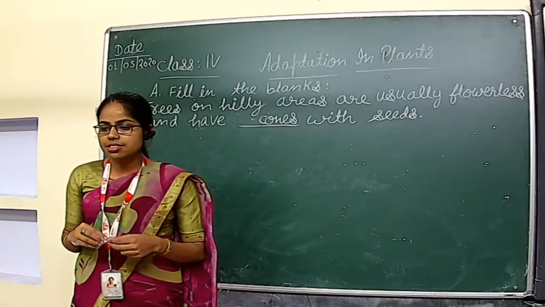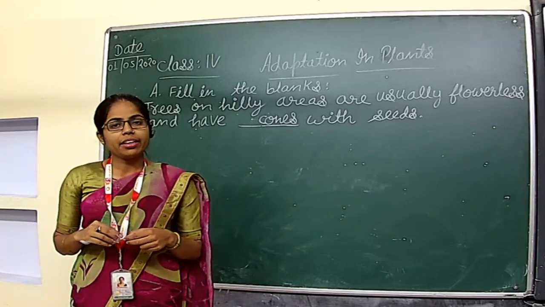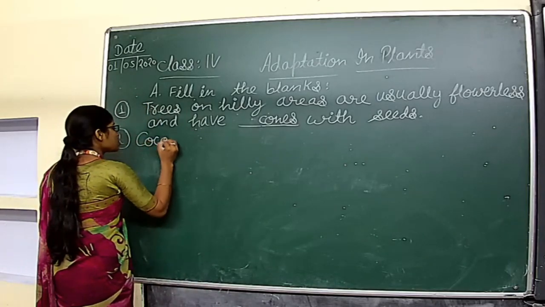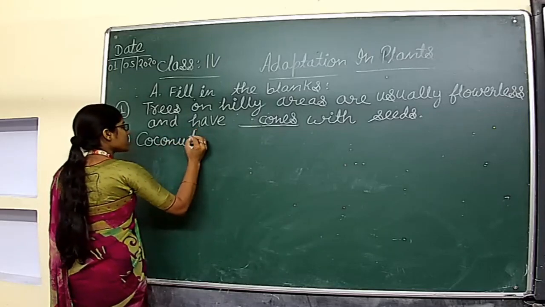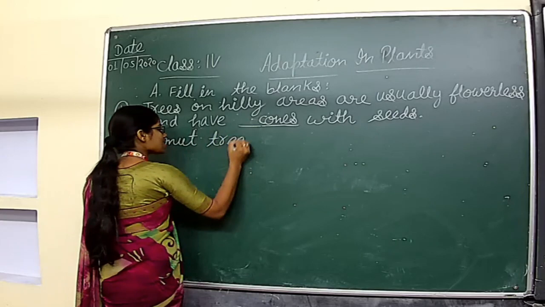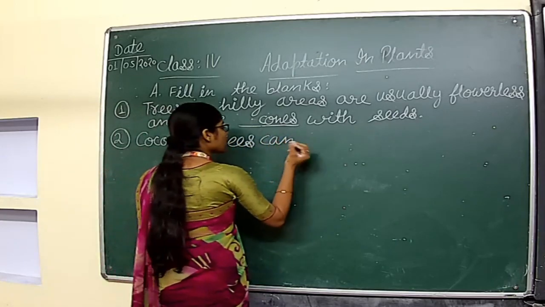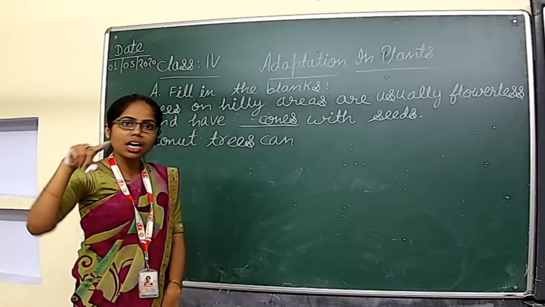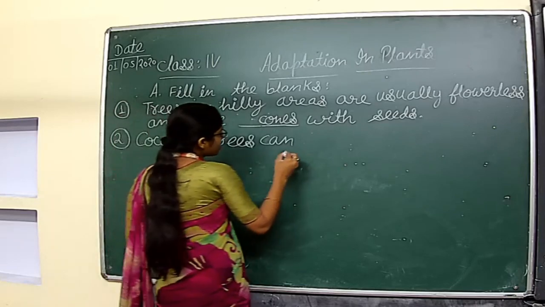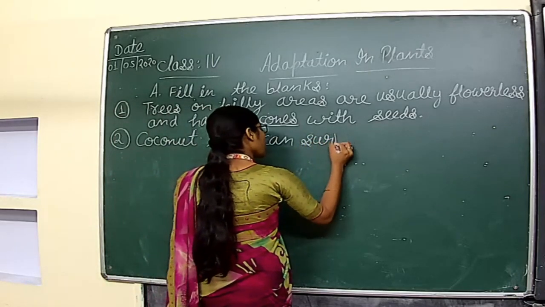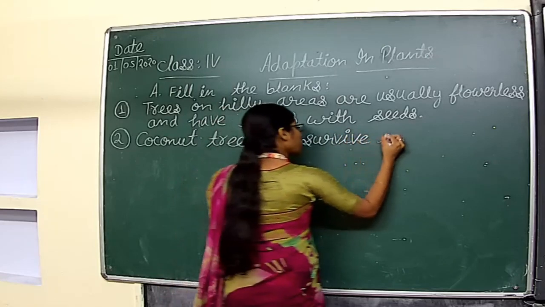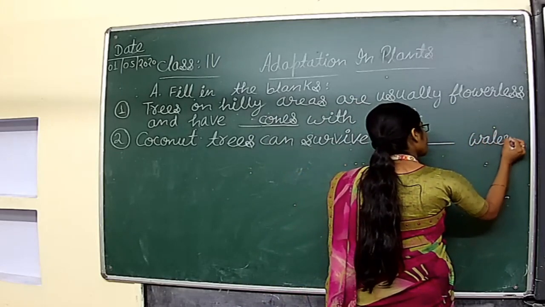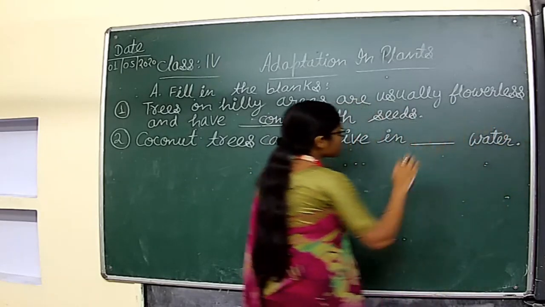What is that question? Coconut trees can survive in dash water. We are studying about coconut trees, and we studied last day that these trees grow near the coastal areas or near the sea or around the water bodies. Coconut trees can survive in dash water.